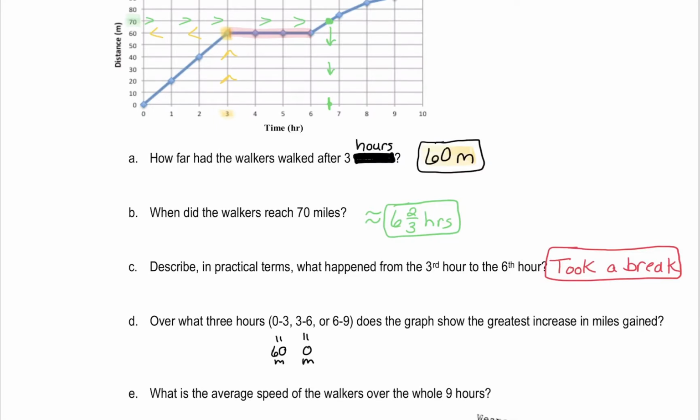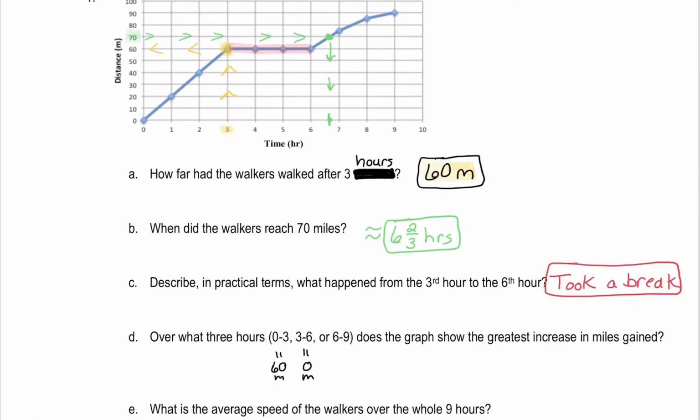And then from 6 to 9, if we estimate, it looks like they ended at 90 miles and had started at 60. So that looks to be a gain of 30 miles. So definitely the largest increase was in this region right here, from 0 to 3 hours. That would be our answer on that: between 0 and 3 hours is when they had the greatest gain.